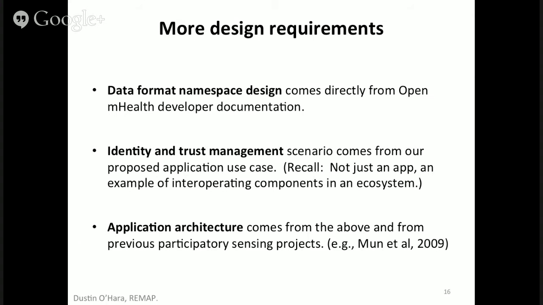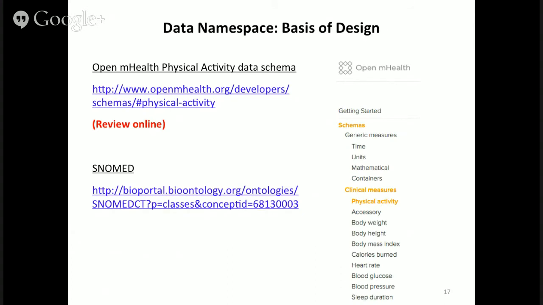The identity and trust management scenario really needs to come from the proposed application use case. And this is not just an app, it's an example of interoperating components in an ecosystem. And then finally, the application architecture should come from the requirements above and from previous participatory sensing projects, which was a focus of initial work in NDN FIA, but there are some pretty relevant papers that have been distributed previously.